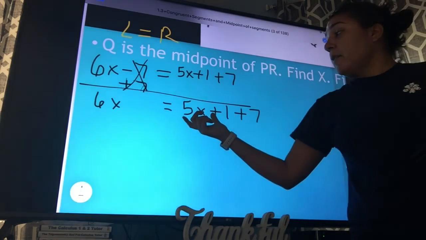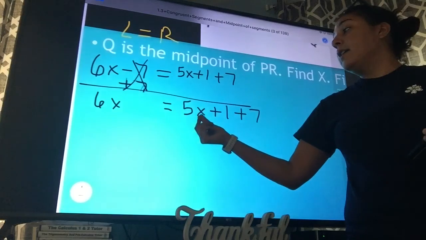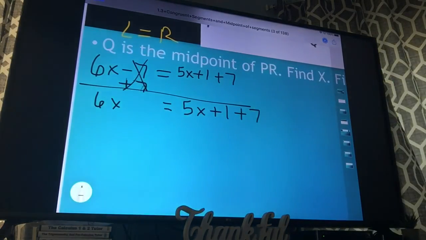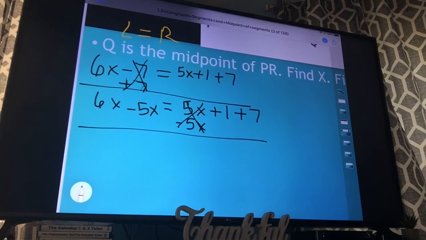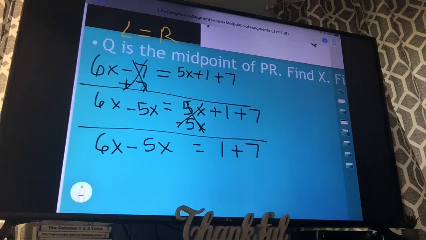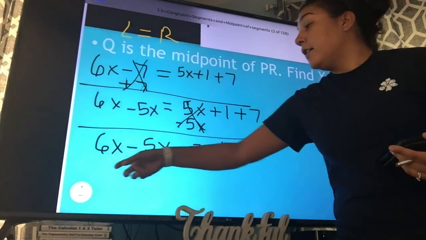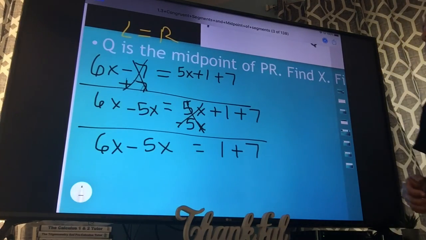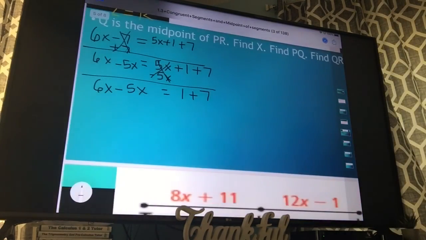5x, is that a letter or a number? Well, it has a letter, so it needs to be moved. If there's no sign in front of it, it's a plus, so we need to minus it. If we do it to one side, we have to do it to the other side, so minus 5x. So now we have 6x minus 5x equals 1 plus 7. Then we can check and say, I got a letter, equals, now I'm on the right side, number. So we can combine the x's together and combine the numbers together.